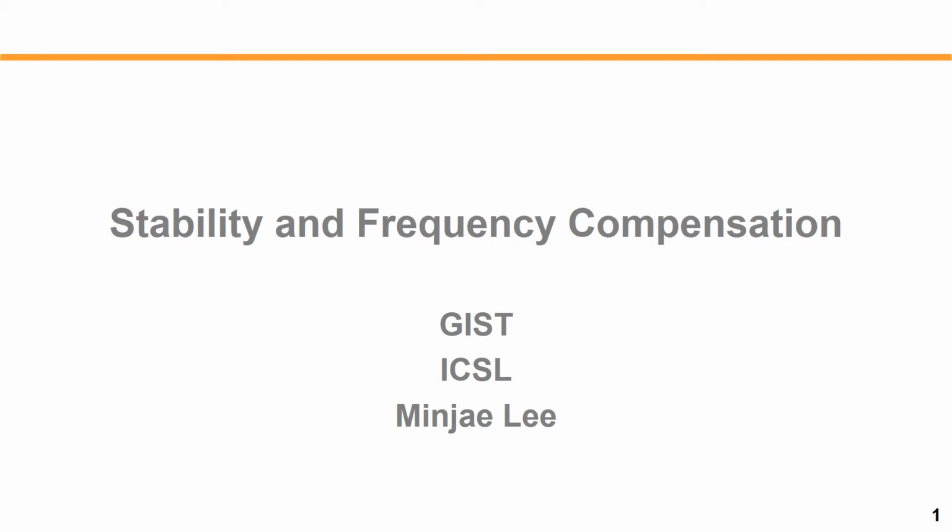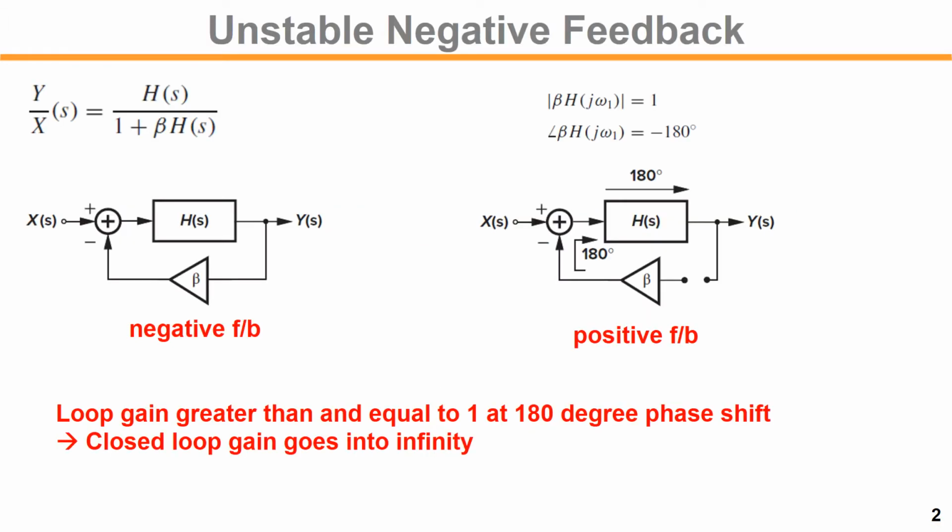In this chapter, we'll talk about the stability and frequency compensation, especially on the two-stage amplifiers. This is a typical negative feedback we had learned before. So we have X and feed for the gain, and the feedback gain beta. For this construction, we know that overall feedback closed loop response is like this, right?